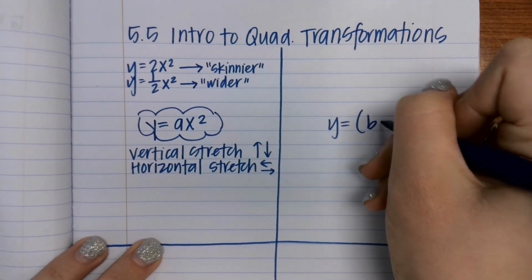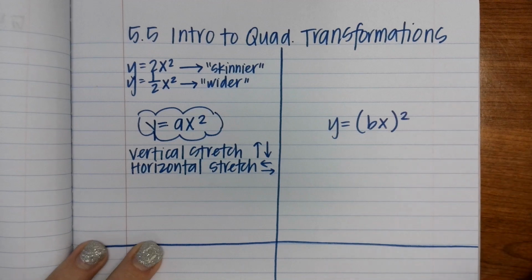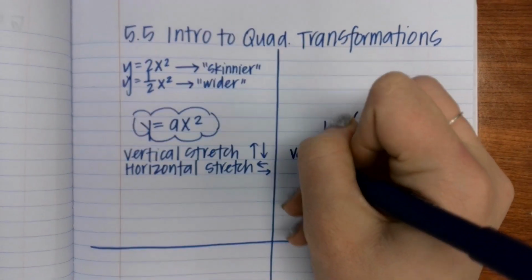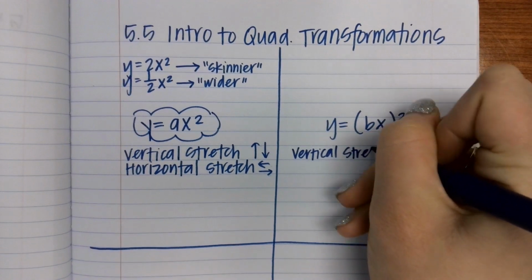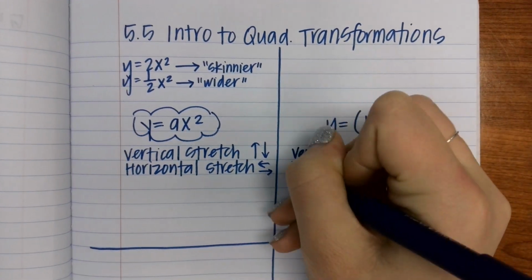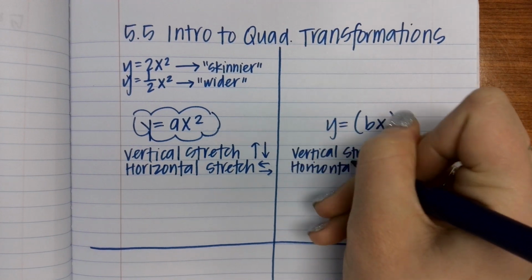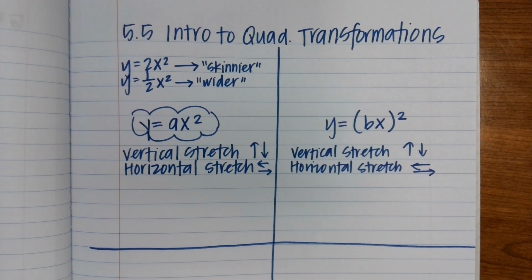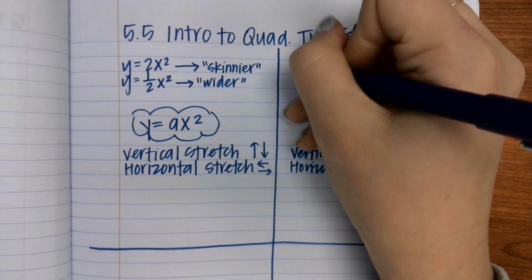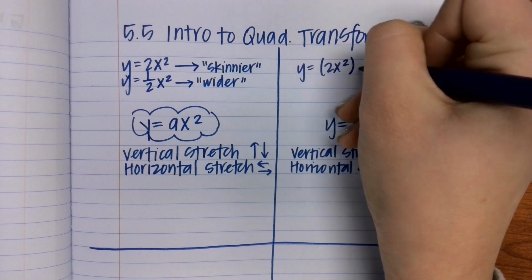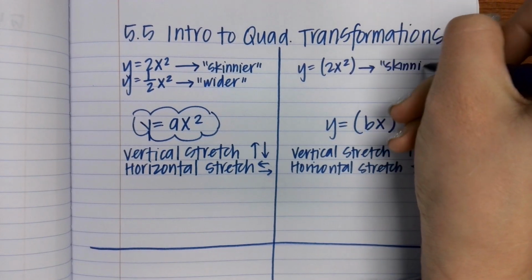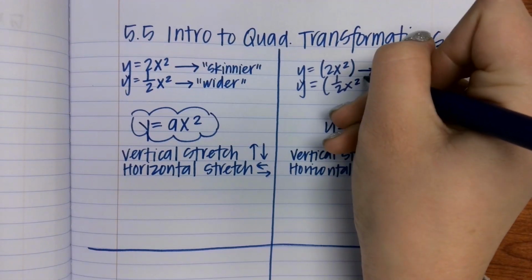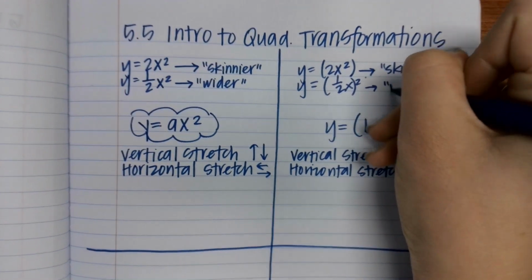Y equals, in parentheses, bx squared also is a vertical stretch, up and down, or a horizontal stretch, left to right. So for example, if we have y equals, in parentheses, 2x squared, same thing, this graph is going to be skinnier or more narrow. Or y equals 1/2 x squared, in parentheses, that graph will be wider.